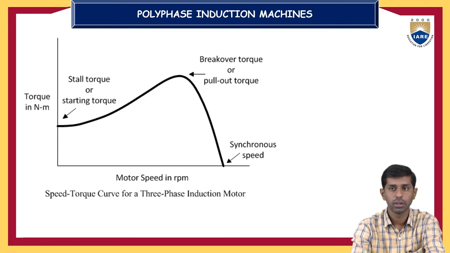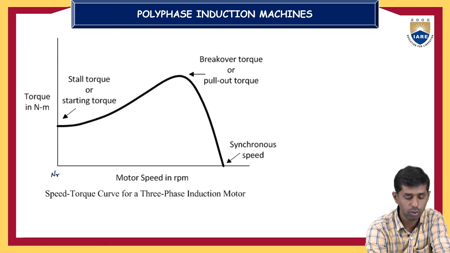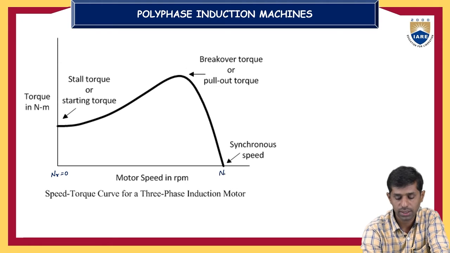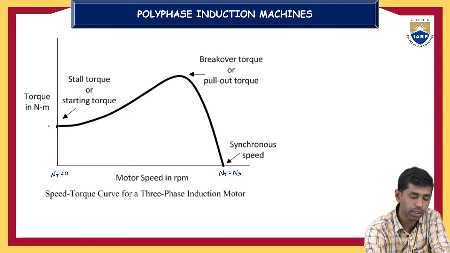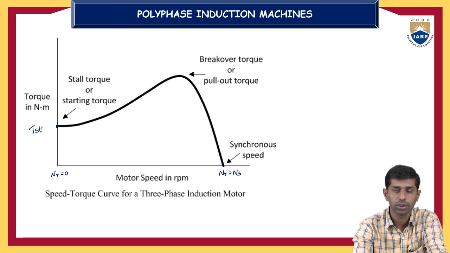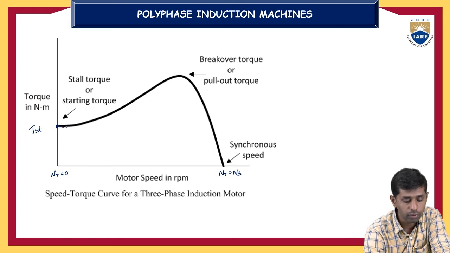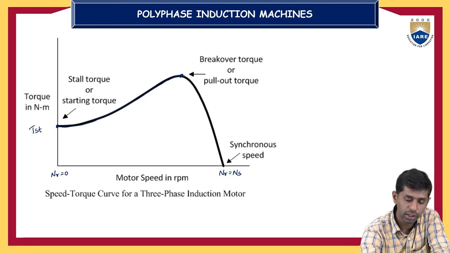So here we have the starting torque and we have a breakdown torque or breakover torque. We know nr equals 0 at starting, and nr equals ns at synchronous speed. At starting, this is the magnitude of torque required to run the rotor in a particular direction against the gravitational forces and friction and windage losses. It will be a rectangular hyperbola in this region, called the high slip region, and it will have a linear relation when it attains the maximum value.